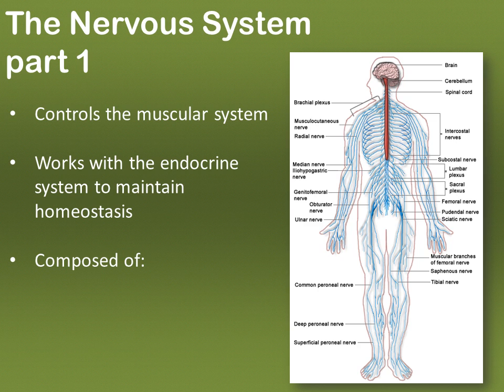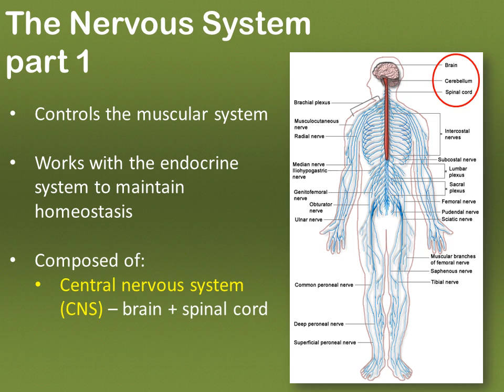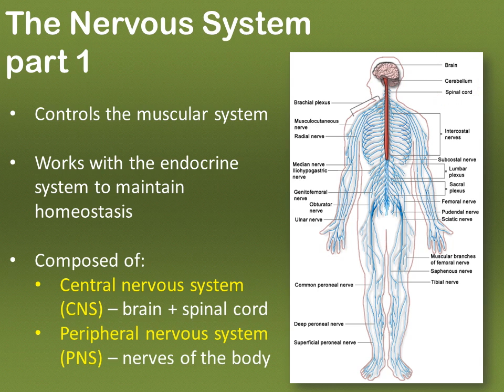Now, the nervous system is divided into two major nervous systems: the central nervous system, composed of the brain and the spinal cord, as well as the peripheral nervous system, shown here in blue, all of the nerves throughout the body.